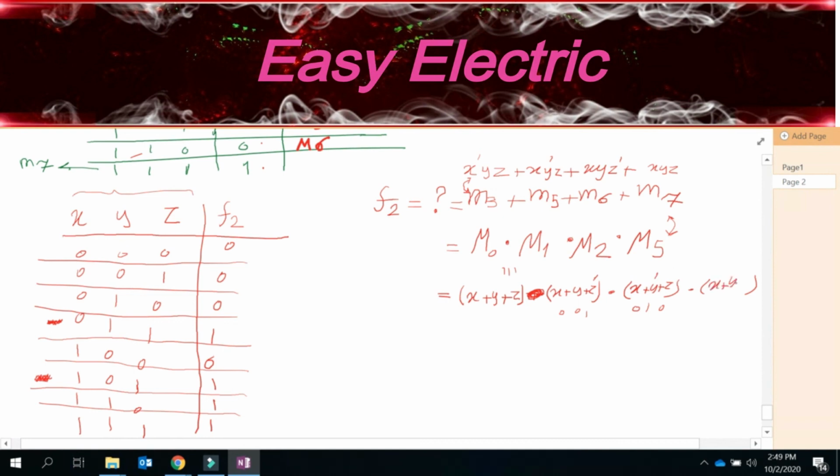Then 5. For 5, again, you say x plus y plus z. So 5 is 1, 0, 1. Which one gets the prime? These two get the prime. Okay? So that means if I give you any function and its truth table, you should be able to write that based off the sum of the minterms or the product of the maxterms. Okay, product of the maxterms.